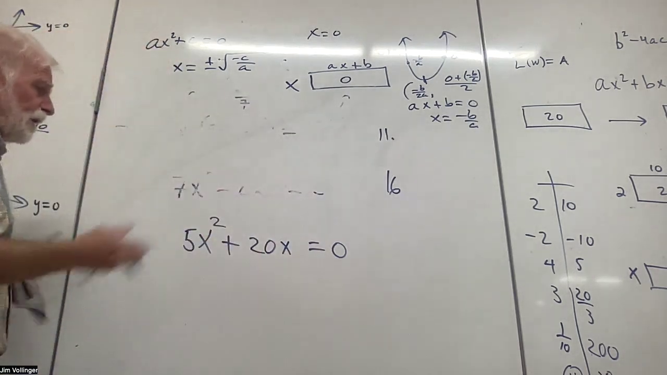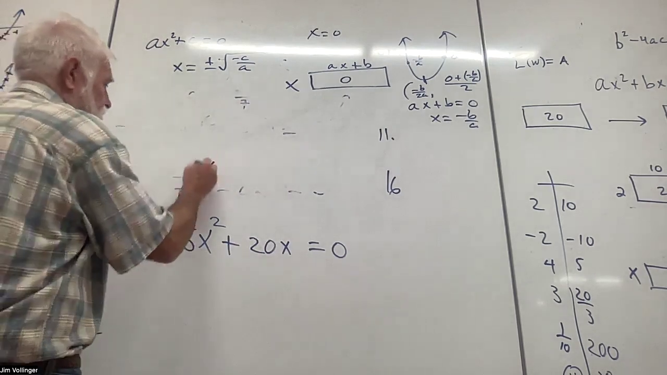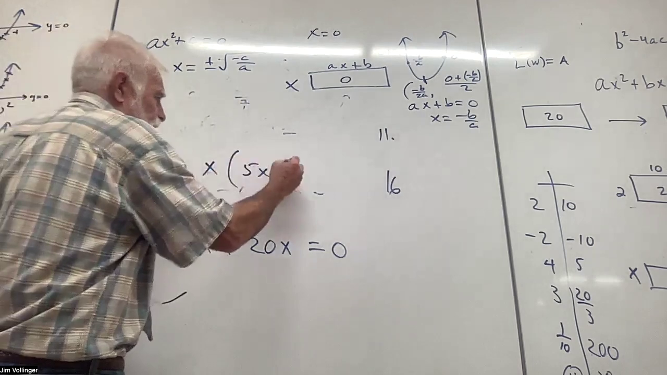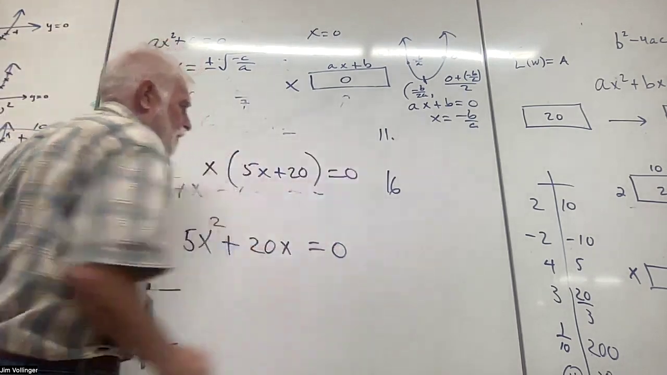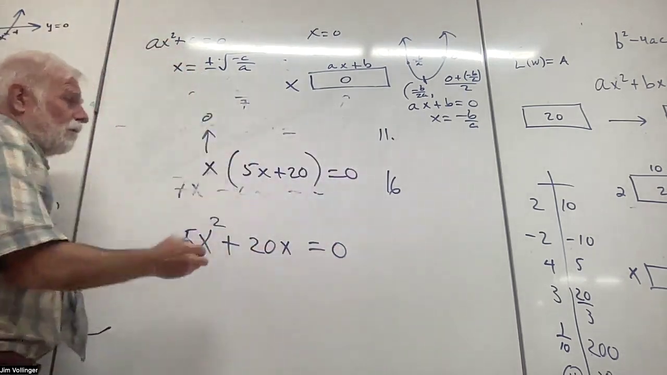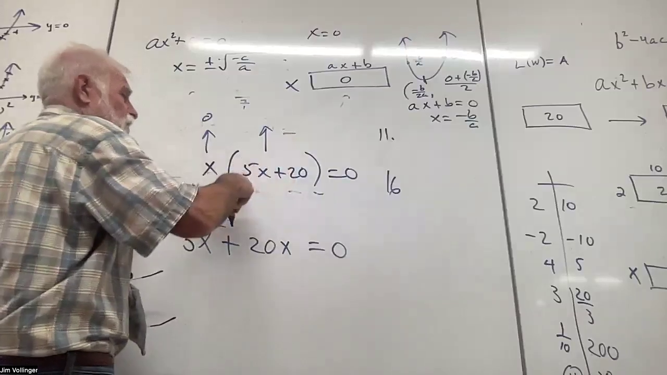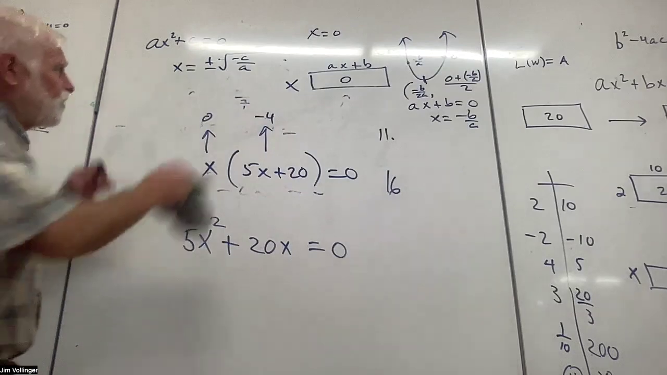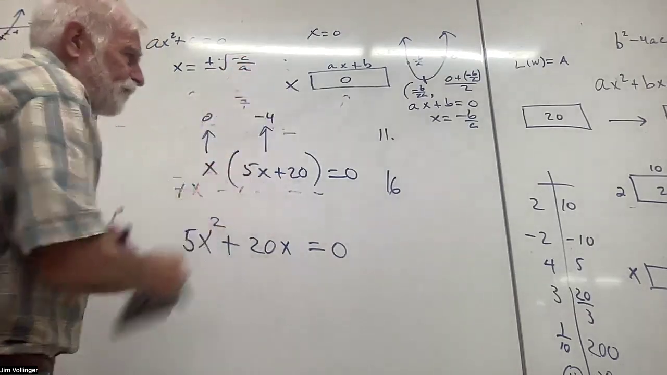5x squared plus 20x. Okay, I'll just take an x out. I know 5x is the common factor, but that just leaves 5x plus 20. I don't have to think at all. Okay, one of my answers is 0, and the other one is minus 20 over 5, or negative 4. We could be talking more about this, but that's enough for now.